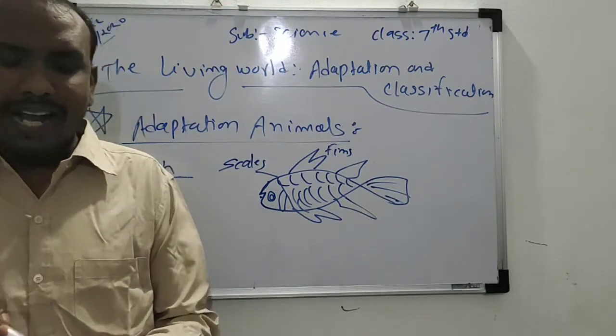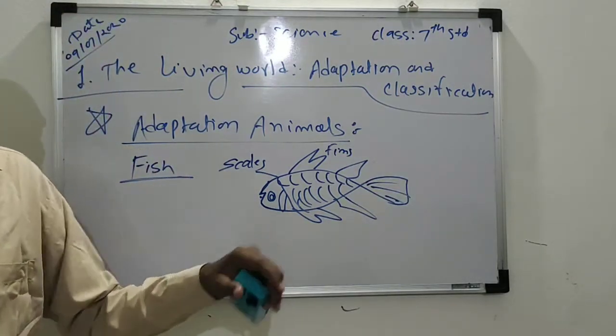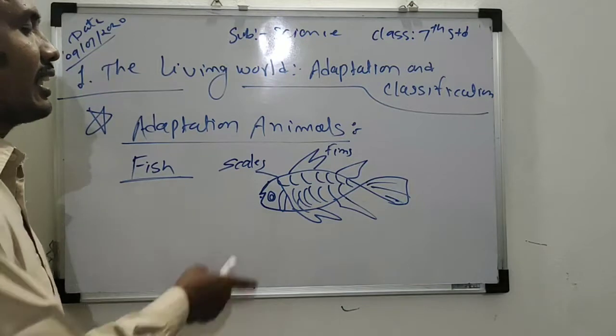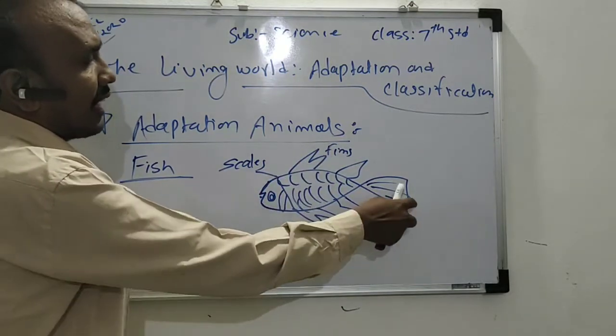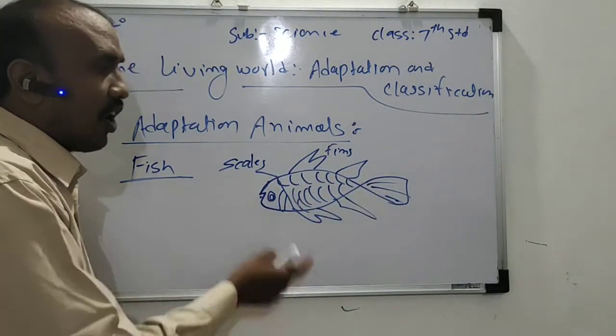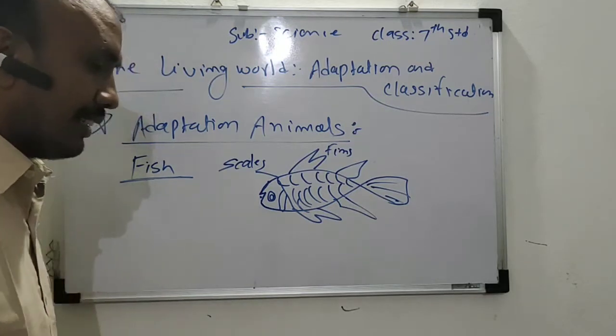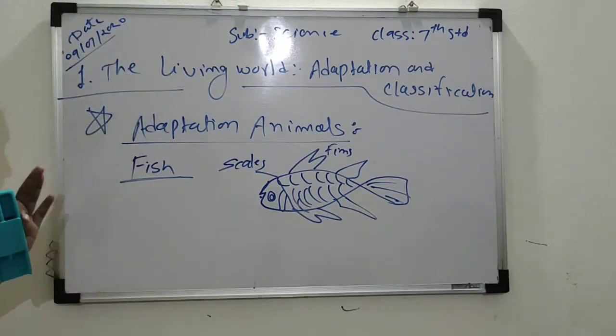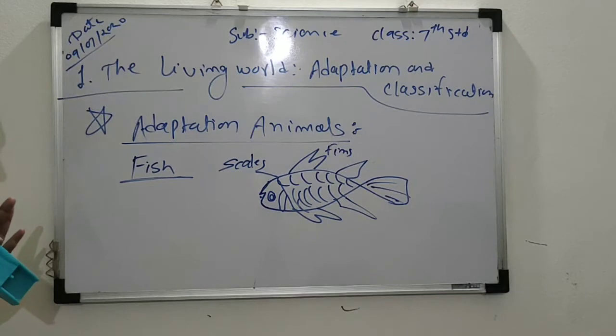For you, riding a bike, what is the handle used for? For direction purpose. The same thing is here. So for the fish, the fins and tail are used for direction purpose, or flying purpose also. Okay, so the next thing is the fish's scale and skin on the body.